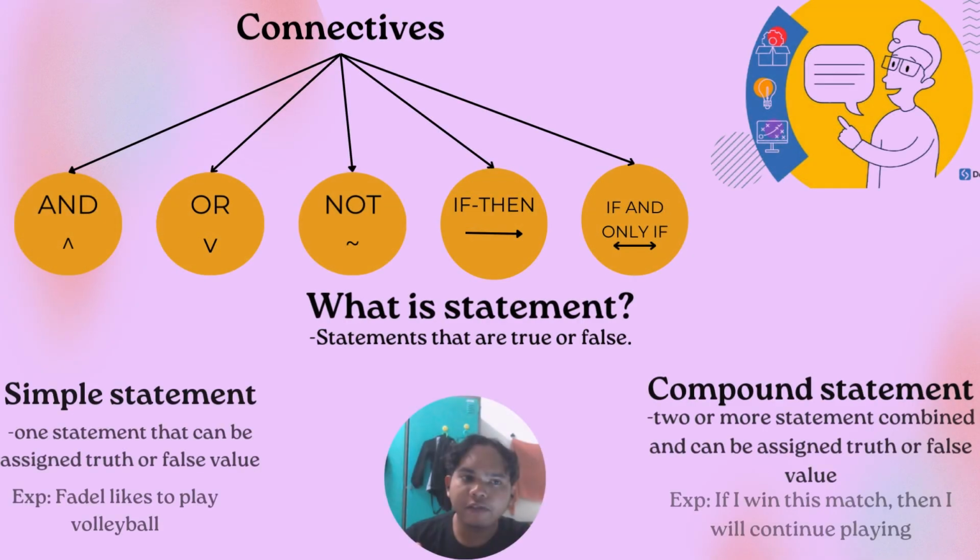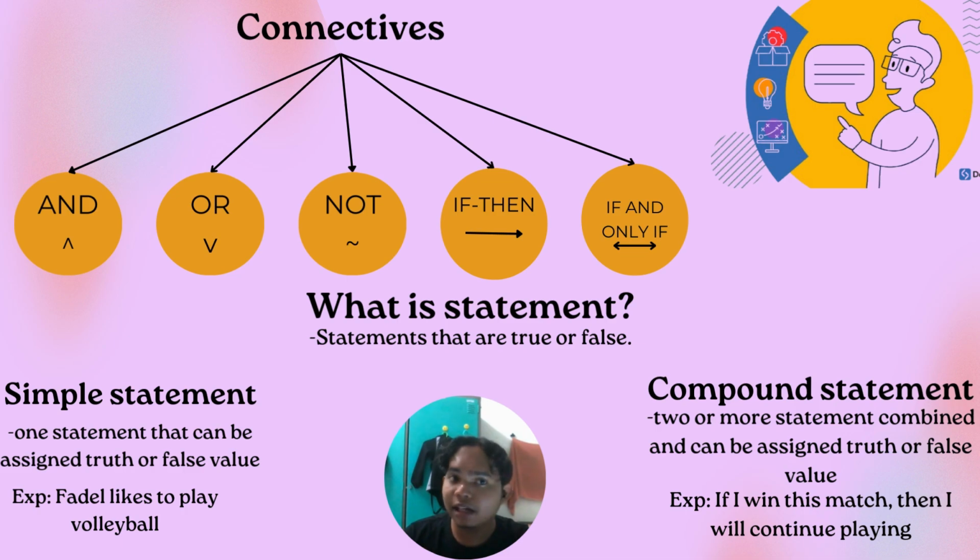There are five connectives, and each one is represented by a symbol. And is represented by the symbol ∧, or is represented by ∨, and not is represented by the tilde symbol. These connectives are used inside the premises. Then we have if-then, represented by a one-way arrow, and if and only if, represented by a double-sided arrow, which are basically the rules of premises for us to derive a conclusion from. Now, what is a statement?